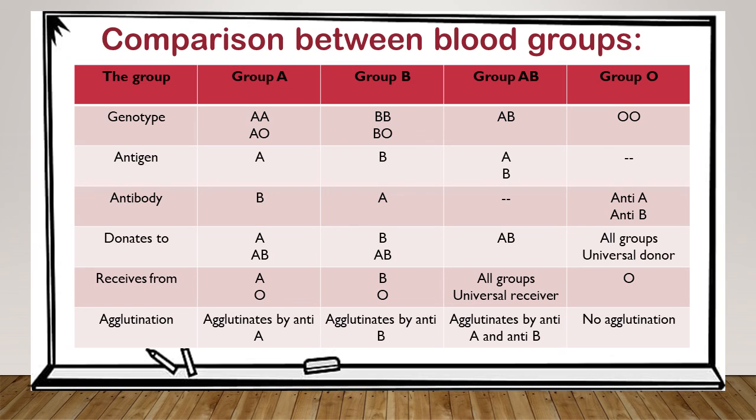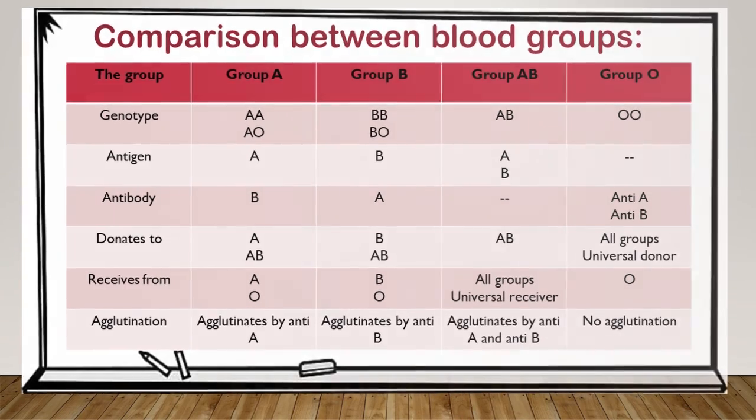About the agglutination. Blood group A has antigen A, so it causes agglutination with anti-A. Blood group B has antigen B, so it causes agglutination with antibody B. Blood group AB has the 2 types of antigens, so it causes agglutination with anti-A and anti-B. Blood group O doesn't have any antigen, so no agglutination with anti-A.